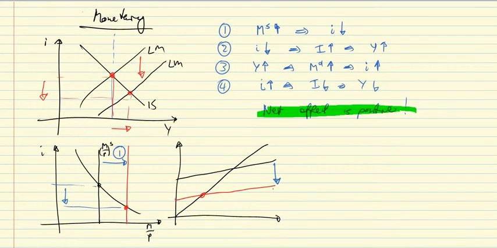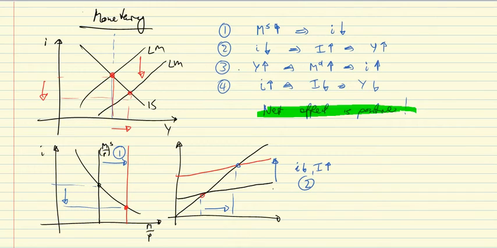Now I've drawn it the wrong way around. Apologies for that. That's what happens when you try to be efficient. So the decrease in the interest rate leads to an increase in investment. Here we have the decrease in the interest rate, increase in investment, and this increase in output. That is step 2.